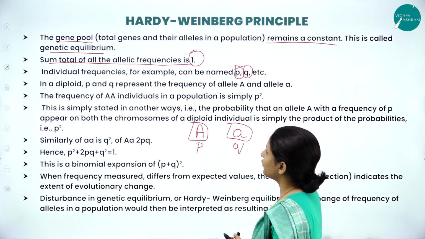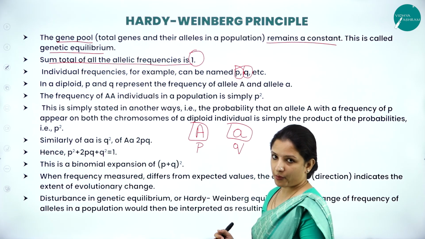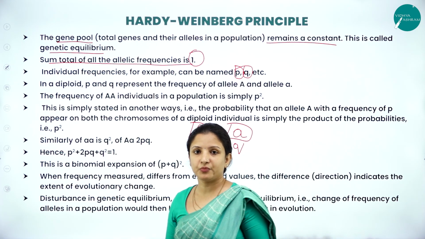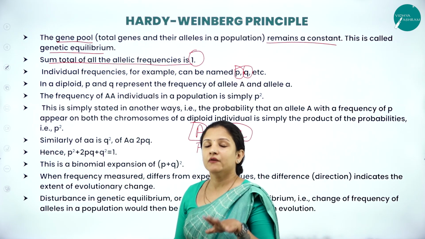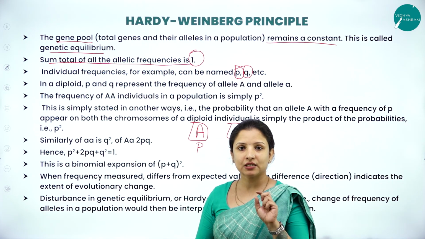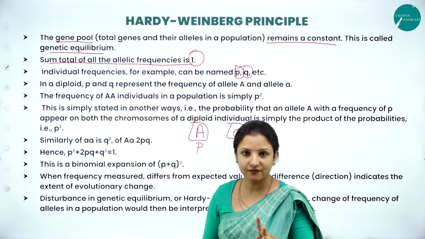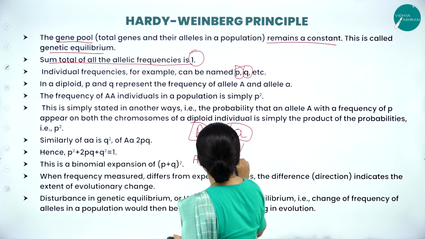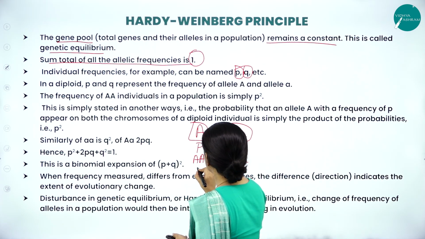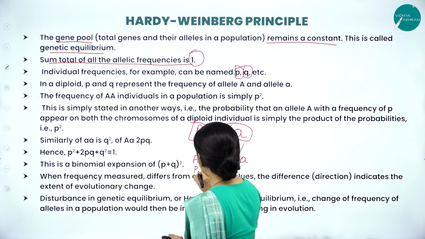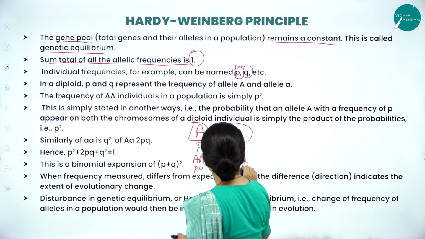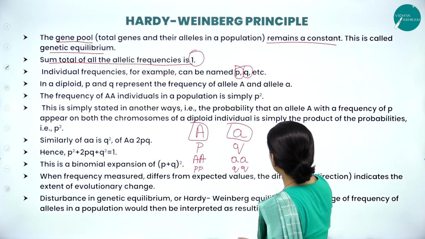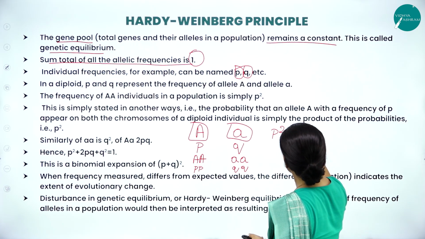So the frequency of AA individuals in a population. You have studied in principles of inheritance and variation, we always represent genes by writing 2 alleles for it, right? So here it is AA and here it will be aa. So this will be pp, this will be qq. Therefore, it will be p square and it will be q square.